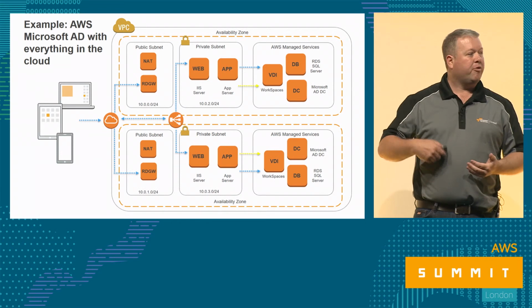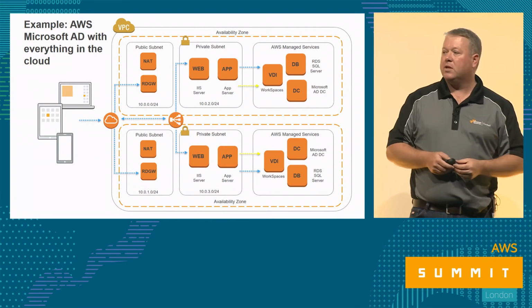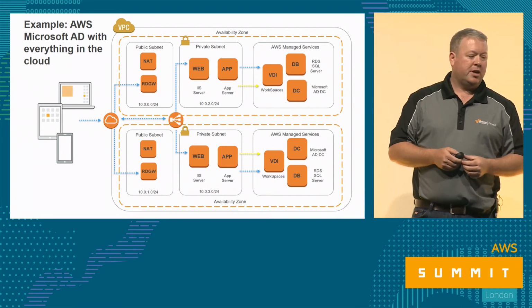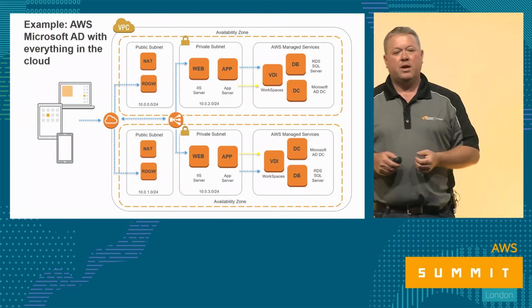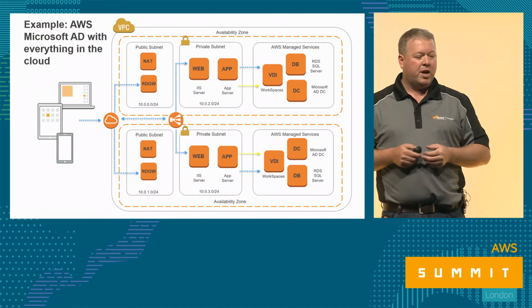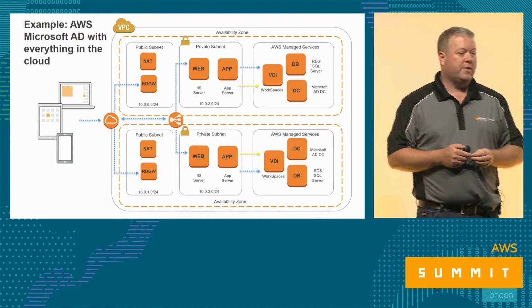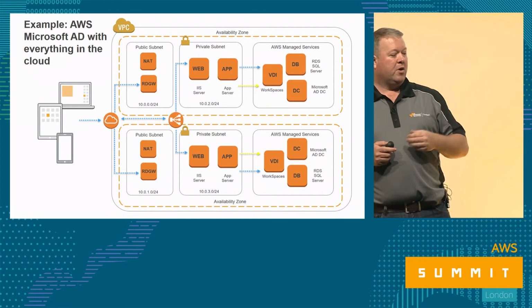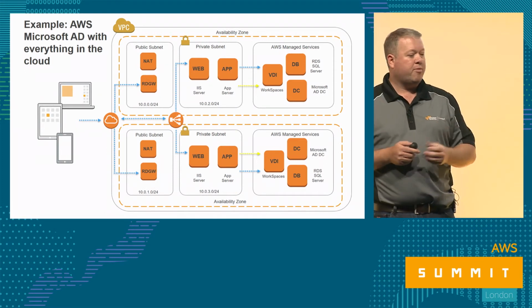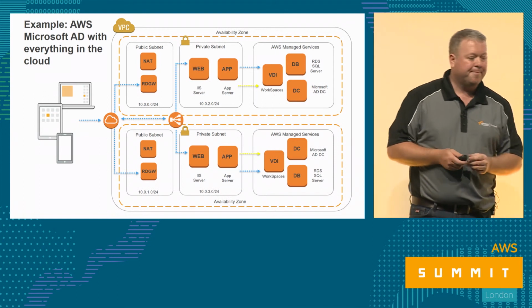Now, at this point, we can bring in other AWS services into the fold. So items such as RDS for SQL Server. So if you're looking at running Microsoft SQL Server as a managed service but AD integrated, this is how you would do this with Microsoft AD. If you're looking at running desktop as a service, so if you're looking at, for example, WorkSpaces, there's a prime use case for this.